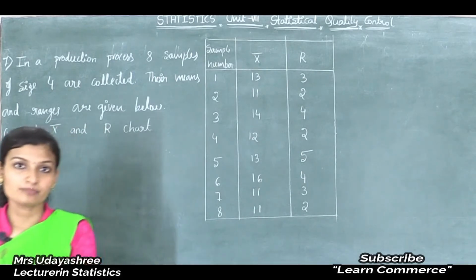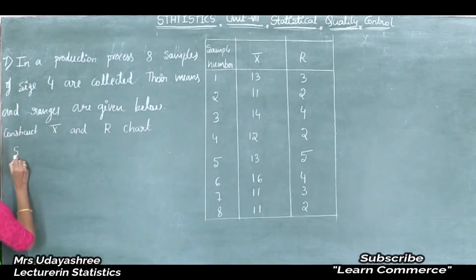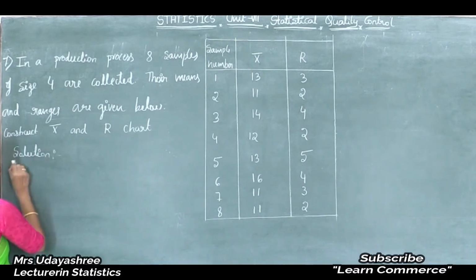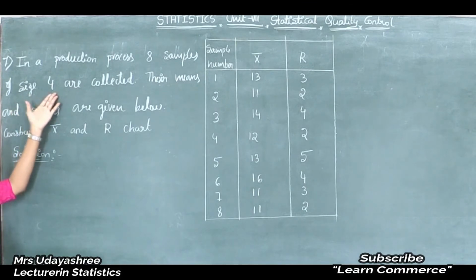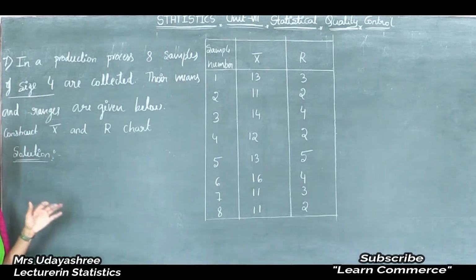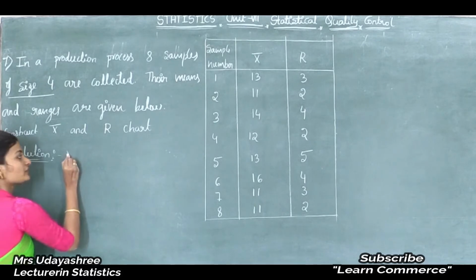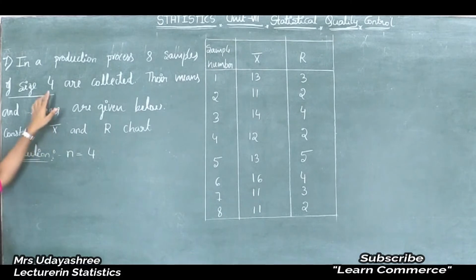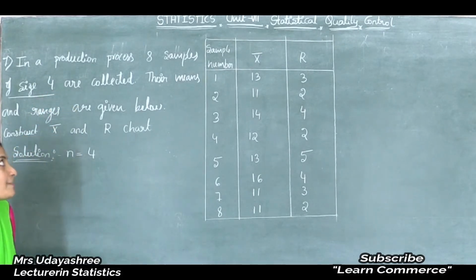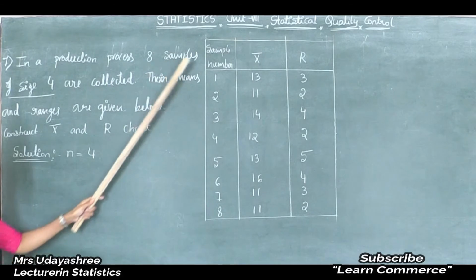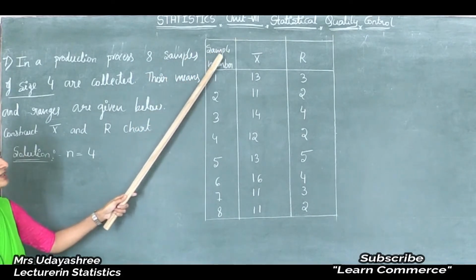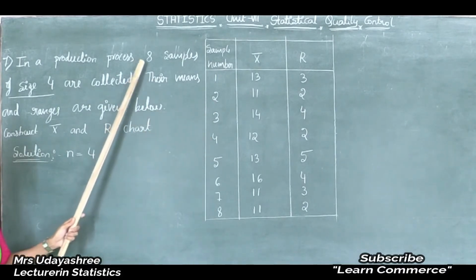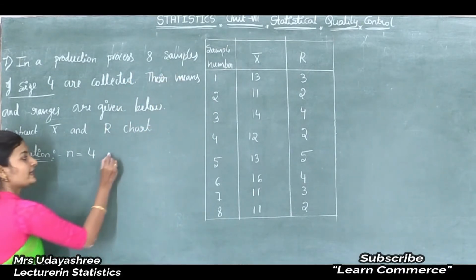Now let's see the solution part. See here sample size 4 is given. Sample size is denoted by small letter n. So here the given observation is 4, so n is equal to 4. And one more term is given, that is 8 samples. 8 samples means the number of subgroups, the number of samples. So here 8 is denoted by K.